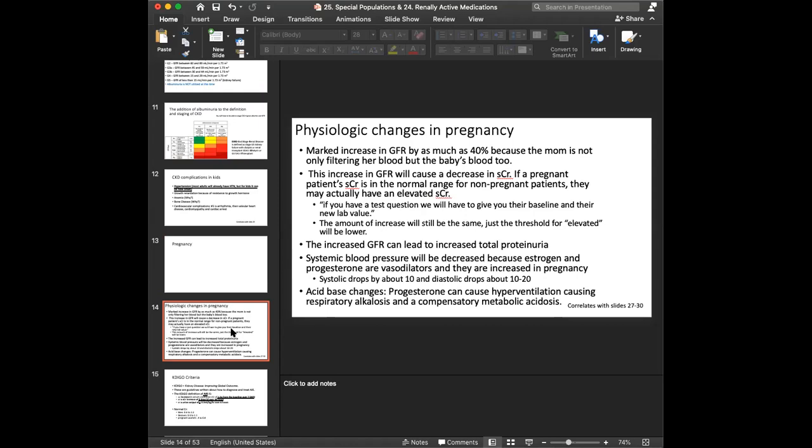You'll learn in repro all about all the changes in pregnancy, but physiologically, if you think about it, the mom and the baby have to have more blood going to the mom. Now we're having to filter out mom's urine and blood and baby's. So there's going to be an increase in GFR because the mom is filtering mom's and baby's blood.